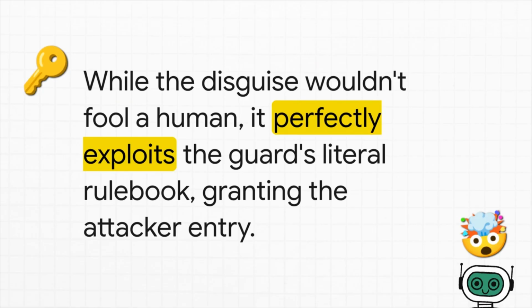Now, to any normal person, he's still obviously the banished prince. But to our very literal-minded guard, that one tiny detail, that feather, is all that matters. The rule is exploited, and the prince walks right in. That's exactly how adversarial attacks work. They don't break the model. They just exploit its own logic.